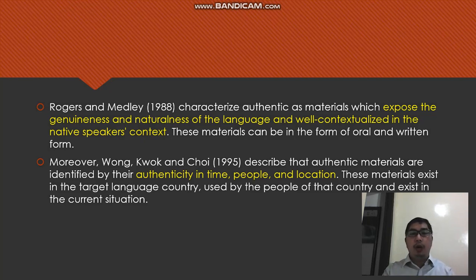Moreover, Wong, Kwok, and Choi describe that authentic materials are identified by their authenticity in time, people, and location. Let's take note of that. It should be authentic in time, people, and location. These materials exist in the target language country. It was from a target language country, used by the people of that country, and exists in the current situation. So we also have to take note that it should be current. It should be something which is up to date.